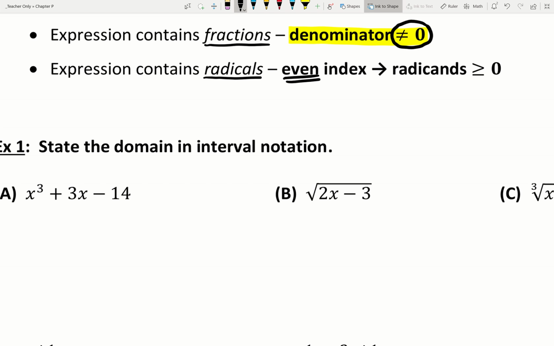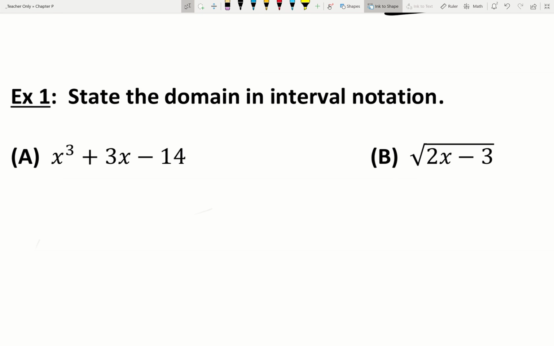Any type of root where the index is even, we have to be a little bit more careful because we can never take the even root of a negative number. So the part underneath the square root, which we call the radicand, is something that I want you to always set to be greater than or equal to 0. Okay? So we have a couple of different things to be on the lookout for here, and depending on what you're looking at, you're going to do something specific to find those problem values. We need to look out for fractions or radicals. So let's get started with that.